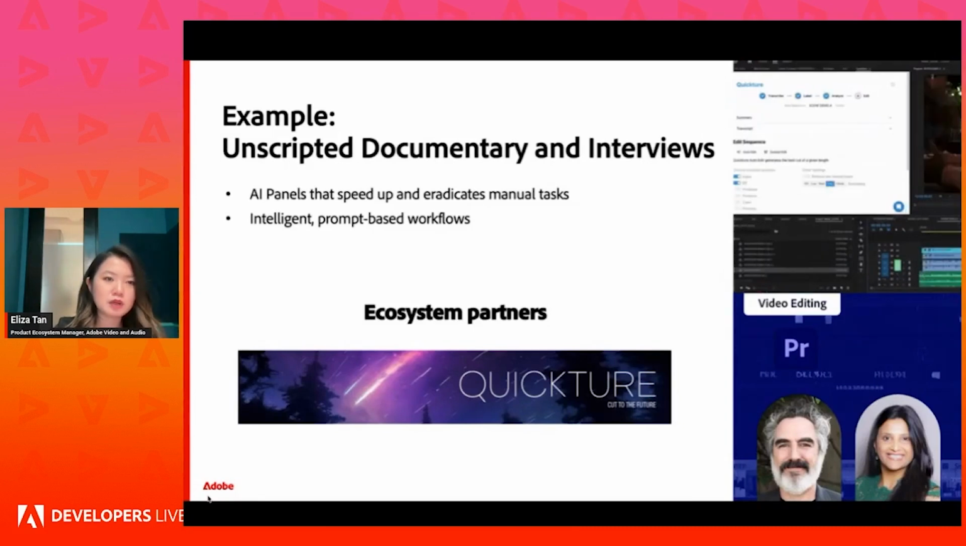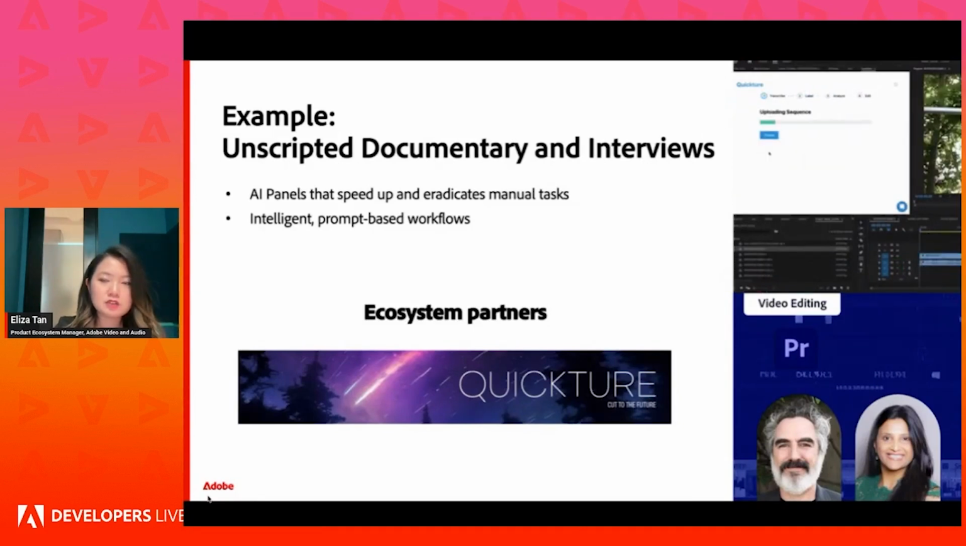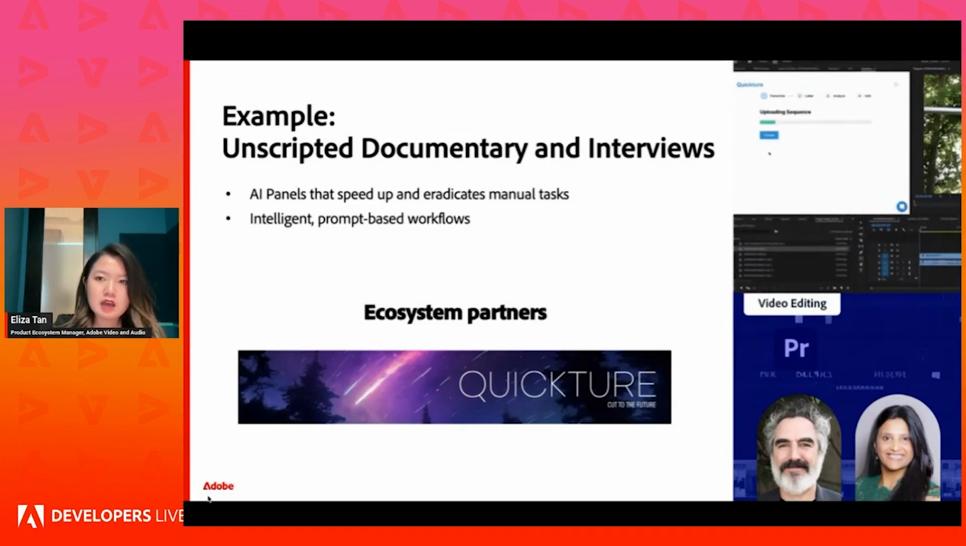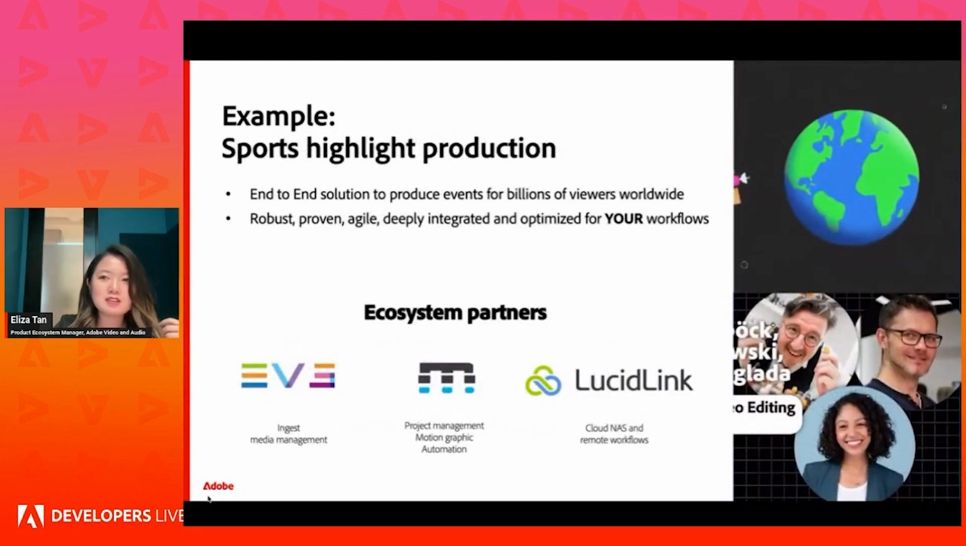Taking a step back, in the more documentary and unscripted space, we also had an Adobe live stream that featured Quickjer. They've made a panel that's intelligent and prompt-based, kind of like ChatGPT, where you can input your video and say how long you want it to be, like 5 minutes long. It'll section it into chapters and you can input it into your timeline, and we showcased them on an Adobe live stream as well. So a myriad of customer use cases.